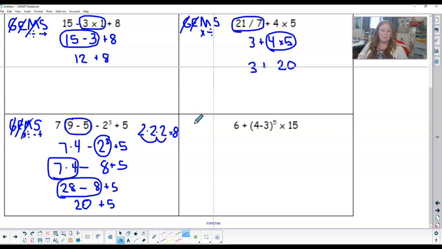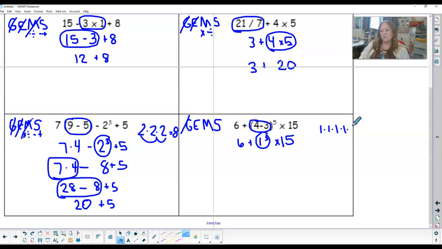Okay, so I'm going to do one more problem with you. So we've got gems. Looking for my groups, which we do have. 4 minus 3 is 1. Plus 6 to the 5th. X equals 15, or X times 15. I don't know why I said equals. Okay, no more groups. We're looking for exponents, which we have here. We're going to write it out. 1 to the 5th is 1 times 1 times 1 times 1 times 1. Oh, this one's an easy. 1 times 1 is 1, times 1 times 1 times 1 is 1. How lovely. So we bring everything else down.